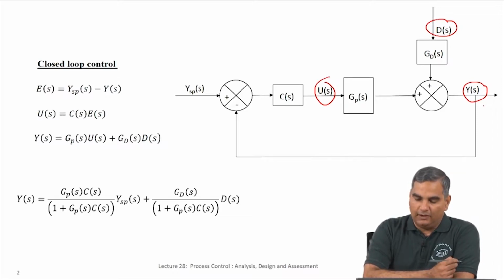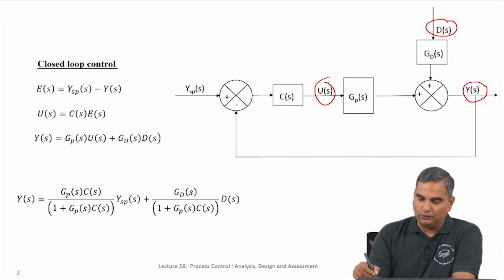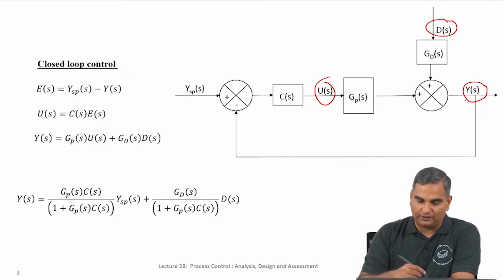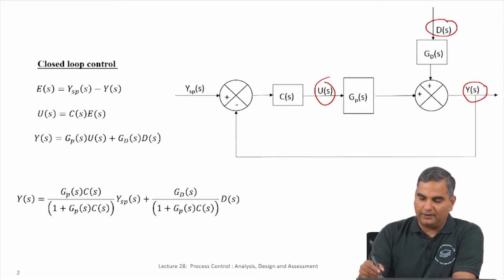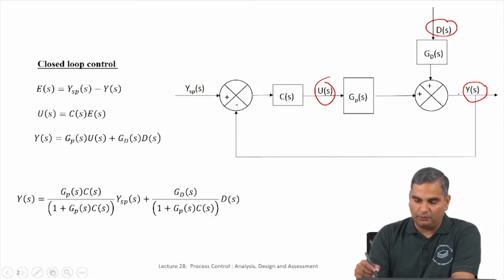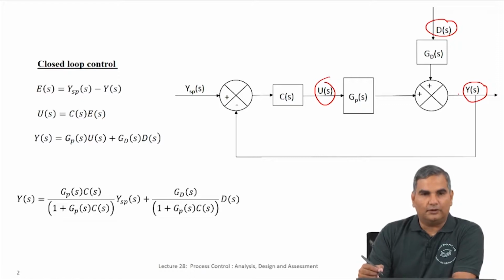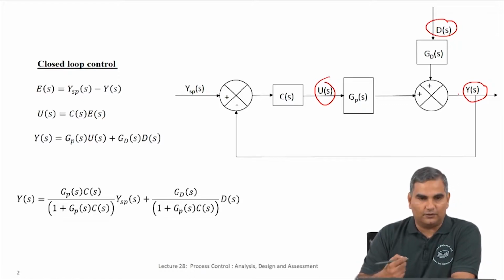And then we want this output to follow a set point, or whenever there are disturbances we want the output to maintain its value. These are the two types of control that we talked about. The first one is called servo control, the second one is regulatory control.